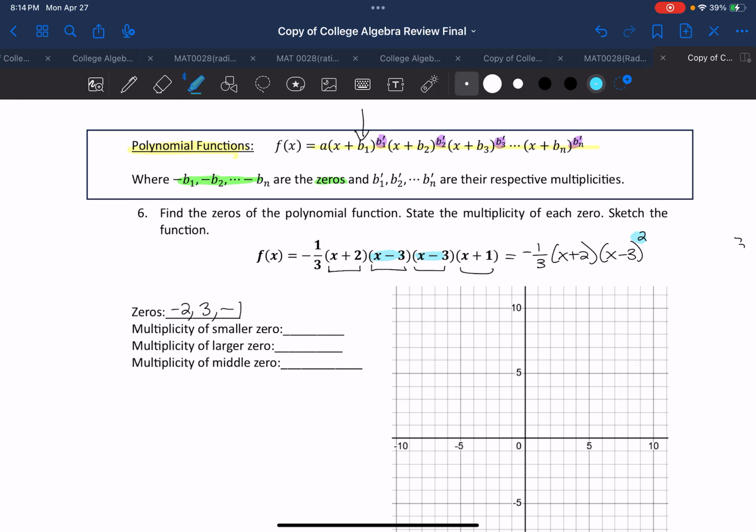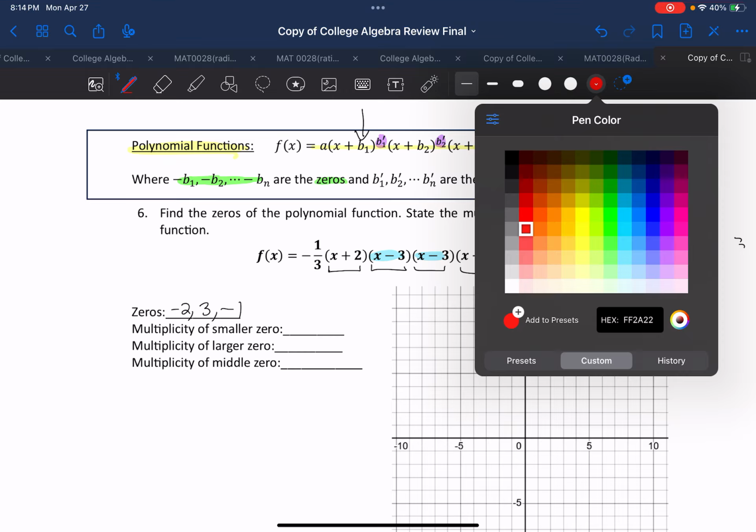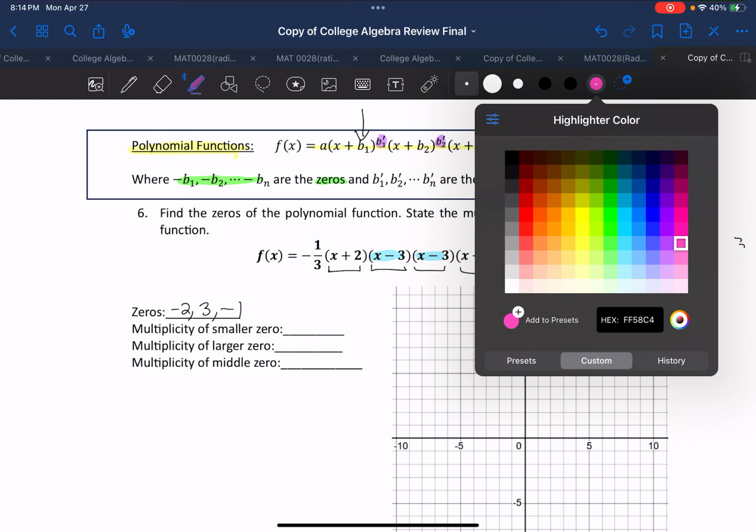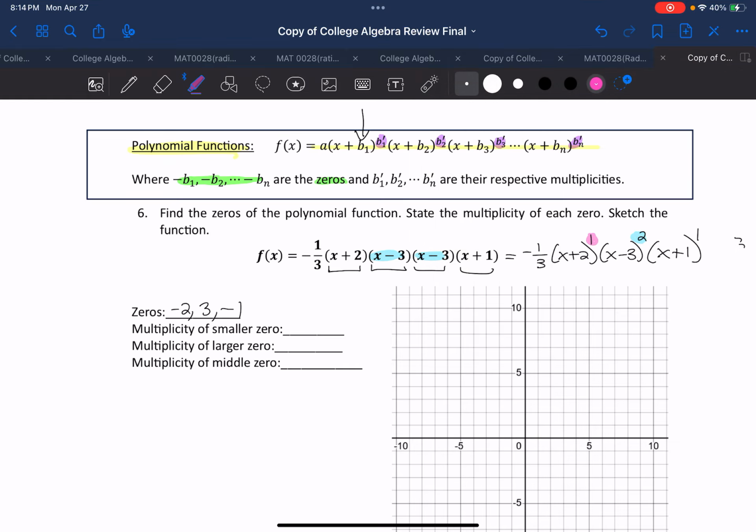So that's equal to (x minus 3) squared. (x minus 3) times (x minus 3) is (x minus 3) squared. And then x plus 1. So the exponent on the other two zeros is technically 1. We just don't see it, because if it's 1, we don't write it. Those are 1.